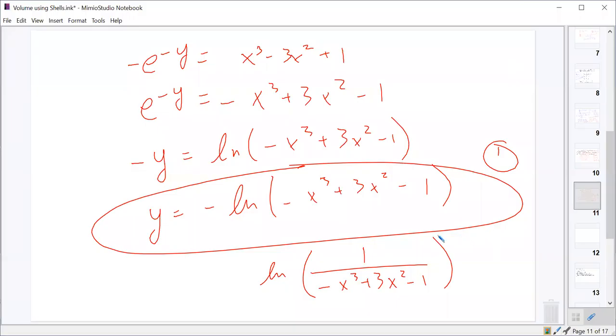So a couple people in class wrote their answers as natural log of 1 over negative x cubed plus 3x squared minus 1, which is fine because this negative in the coefficient of the natural log can be pulled in as an exponent of -1. So this is natural log of this thing to the -1 power, and anything to the -1 power just means you can drop it to the denominator. So that would also be fine. That's not a lot, but 2 people did that. Maybe others, I don't know. But at least 2.